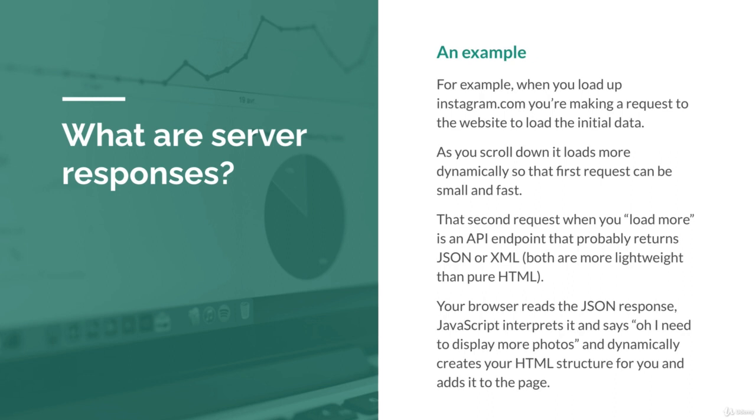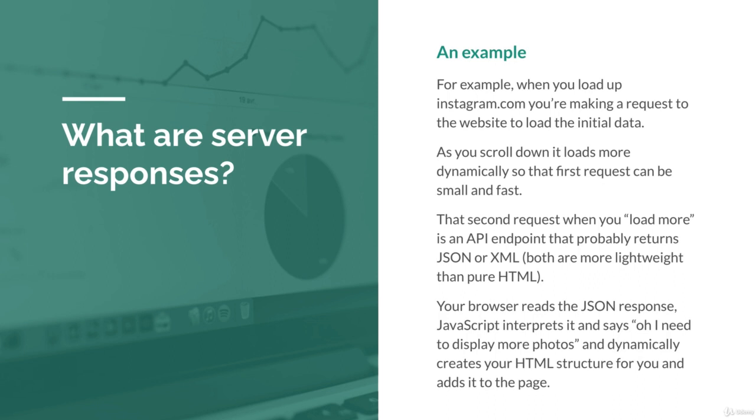So as an example, when you load up Instagram.com, you're making a request to the website to load the initial data. As you scroll down, it loads more and more images dynamically, so that the first request can always be small and fast. It really only tries to get like 2 or 3 images, but it's not going to ask for 1,000 images because that's going to be really slow to load. Your request is going to be a pretty small request payload, and that response is also going to be a fairly small response payload. And that just means that, for example, Instagram.com can load really, really fast.